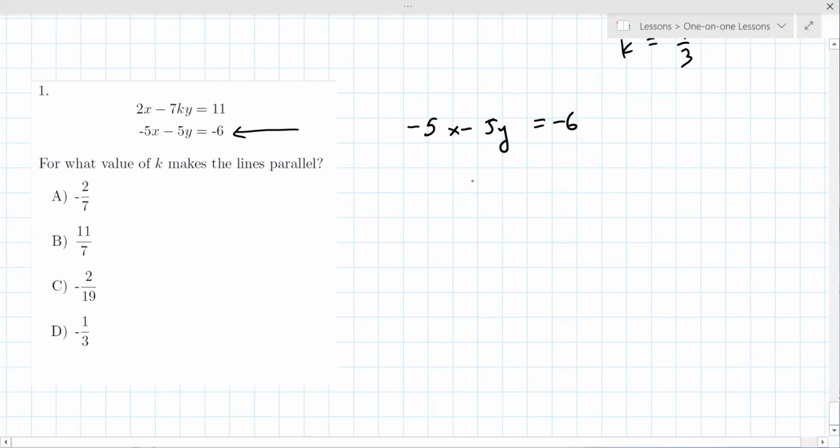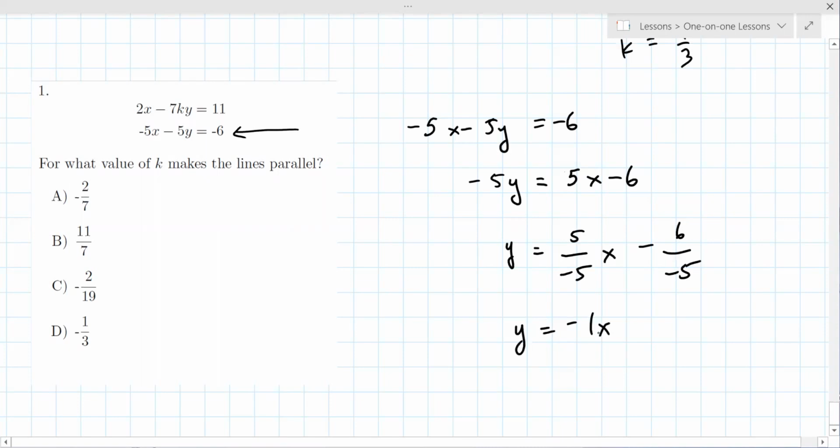Y equals negative x. So then you have the two slopes. Is the slope for the first line 2x over 7k? Well, the slope is a number, so it does not have an x in it. It would be 2 over 7k. Yes, 2 over 7 times k.